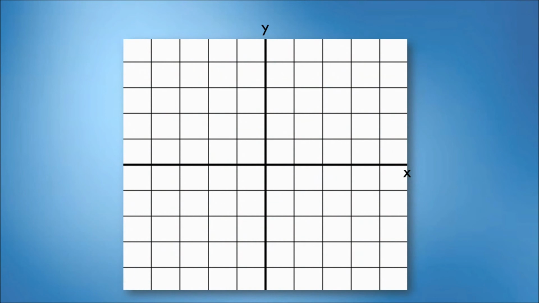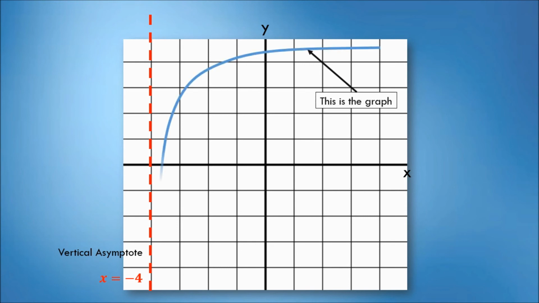Last example. Suppose we have a Cartesian plane. This is the vertical asymptote. It is drawn as a dashed line and labeled as x equals -4, because it is located at x equals -4. This is the graph. It approaches the vertical asymptote, but never meets or intersects. The graph is decreasing from right to left.